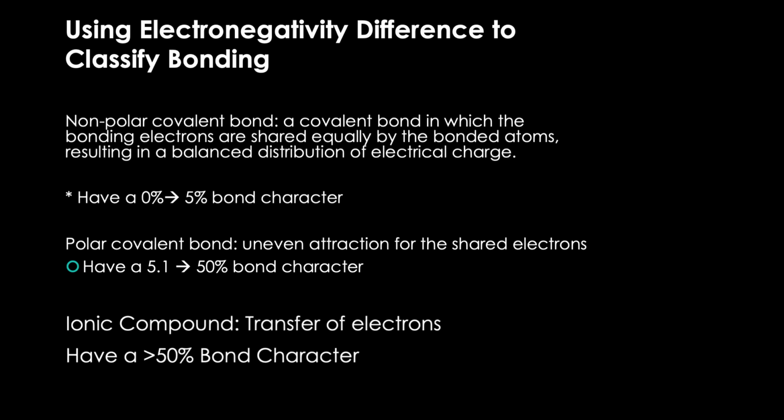So a nonpolar covalent bond is a covalent bond in which the bonding electrons are shared equally by the bonded atoms, resulting in a balanced distribution of electrical charge. So if we have a 0 to 5% bond character, we have a nonpolar covalent bond. Polar covalent bond, it's an uneven attraction for the shared electron. So if we have a 5.1 to 50% bond character, we have a polar covalent bond. And we know an ionic compound or an ionic bond is a transfer of electrons. We'll have that if we have a greater than 50% bond character. So we're going to do a few examples here.